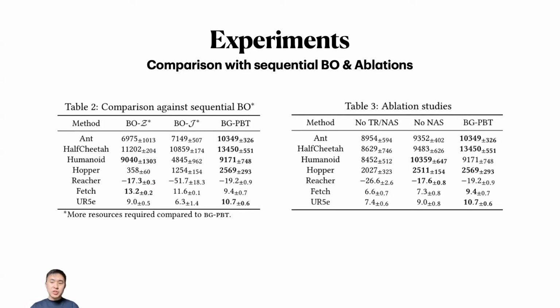And as you can imagine, running BO in this manner is much more expensive than our method in terms of both GPU hours and wall clock time. But BGPBT still performs strongly, even though the sequential BO baseline takes a much costlier computational expense. We also conduct an ablation study on both key components introduced, namely the tailored BO agent and neural architecture search, in table 3, and we do find that in a majority of cases, both components lead to improvement in performance.